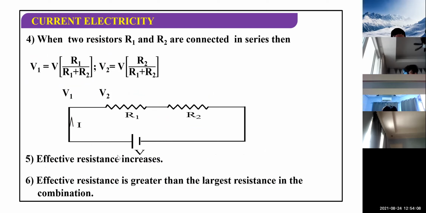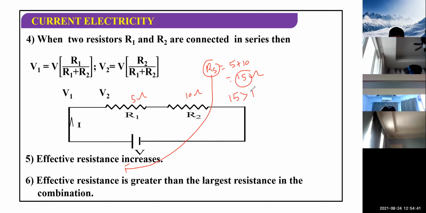Now, one more point, children, point number 5. In series combination, the total effective resistance increases. How would you say that it increases? Suppose again, let me take R1 is 5 ohm, R2 is equal to 10 ohm. Find the total resistance. RS equals 5 plus 10, that is equal to 15 ohm. And they said that the total resistance RS increases. So this 15 is greater than the resistance of R1. This 15 is greater than the resistance of R2, even the greatest resistance, that is 10.